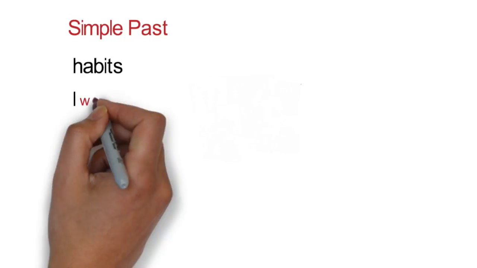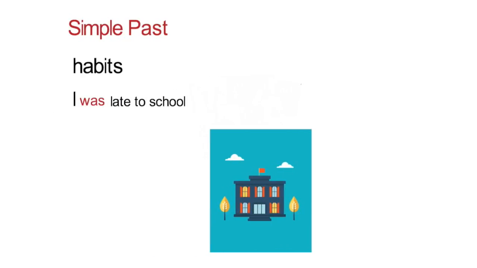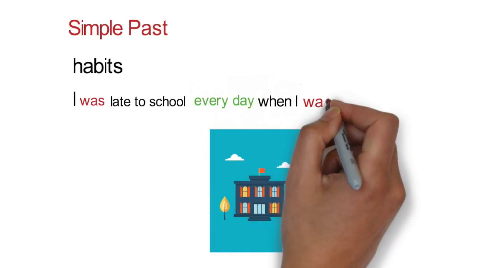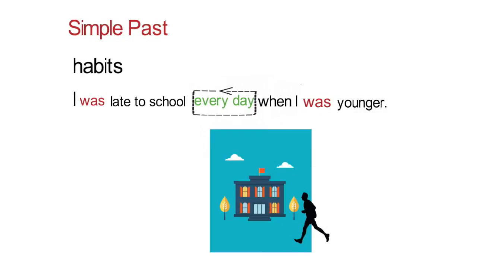Like the present tense, the simple past tense can also be used to describe habits done in the past, such as I was late to school every day when I was younger. The word every day is used to indicate a habit.